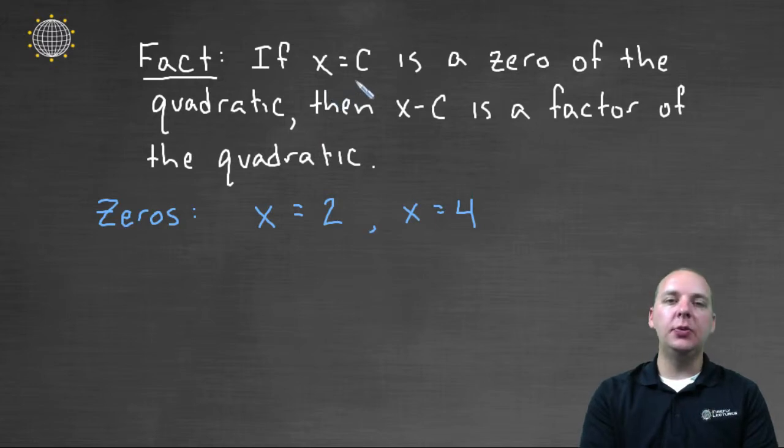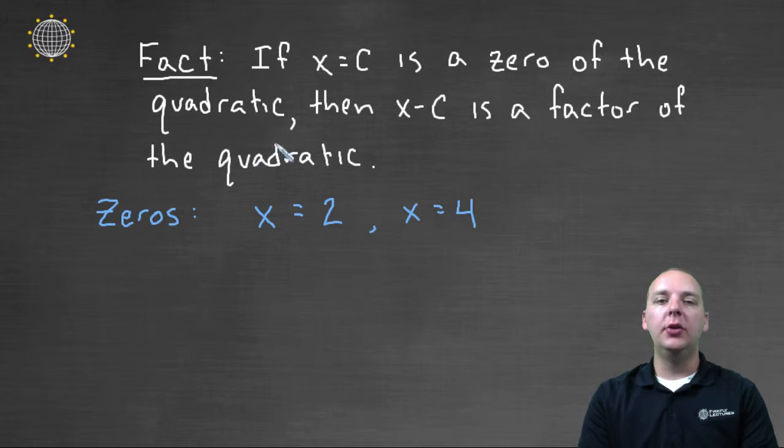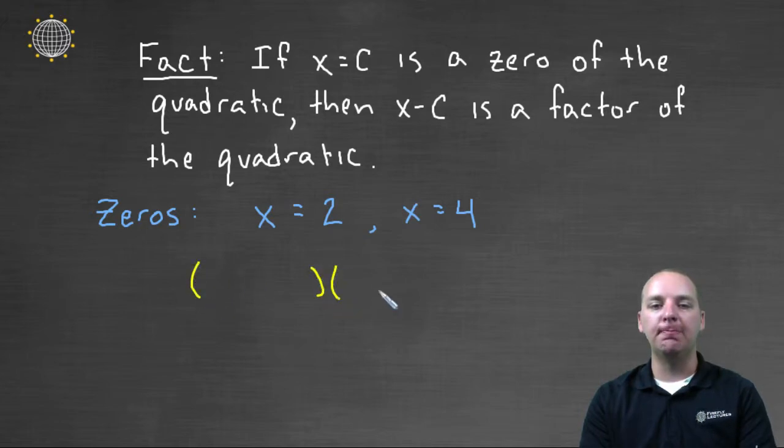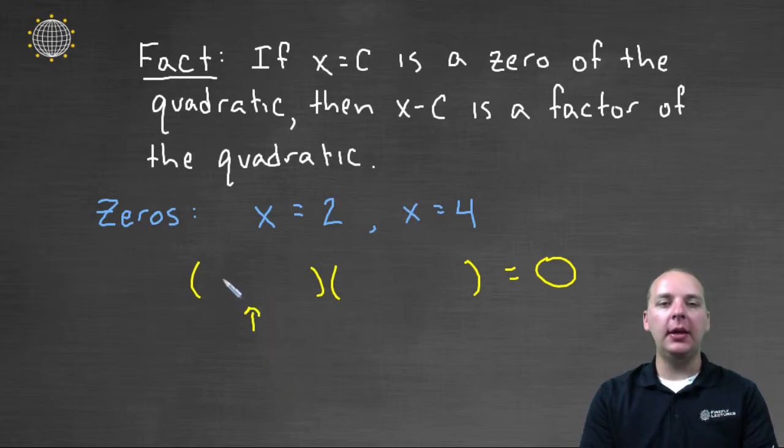See, if x equals c is a 0, if you know one of your zeros like 2 or 4, then you can actually figure out what your factors of the quadratic equation would have to be. Let's think about it. If 2 is a solution to the quadratic equation that's set equal to 0, then what would have to be this factor right here? Well, I think it would have to be x minus 2, because that's the only thing we could have such that if we plugged in 2, we would get 0. You'd have to have 2 minus 2 to give us 0.